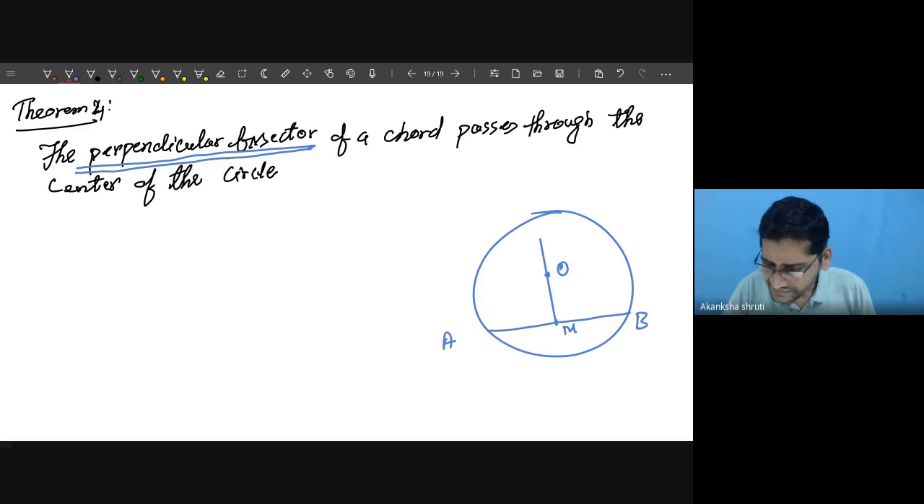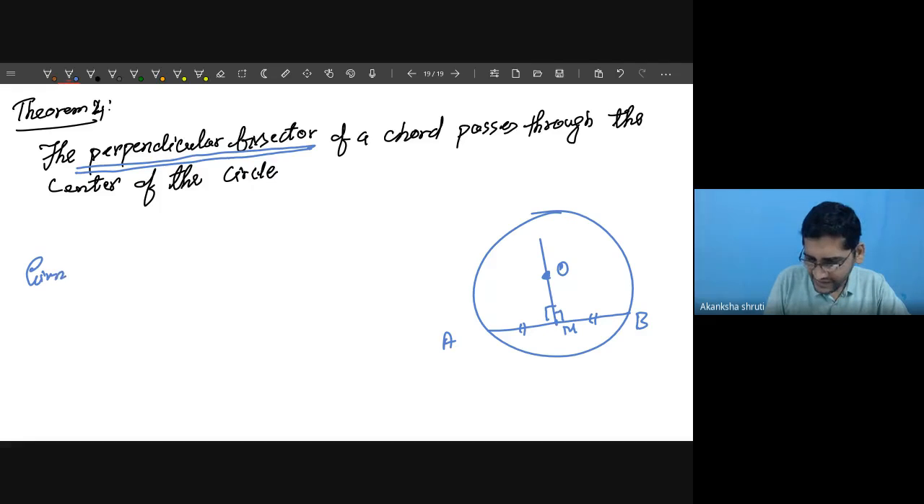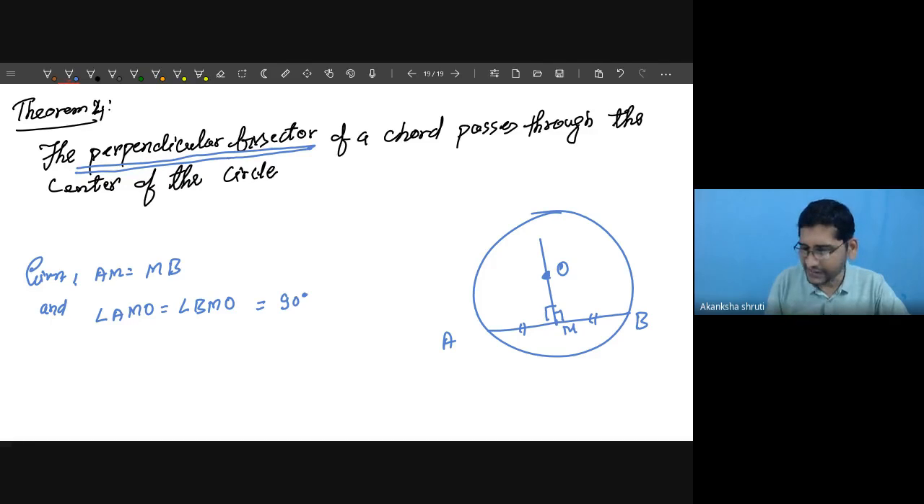So this is the theorem. If this is 90 degree, then it is this one. So even the proof is the same as the earlier one. Here we have AM is equal to MB. So what is given here? AM is equal to MB, and at the same time angle AMO is equal to angle BMO, because the perpendicular is drawn. These two things, the perpendicular bisector includes these two things. So we have written here given.